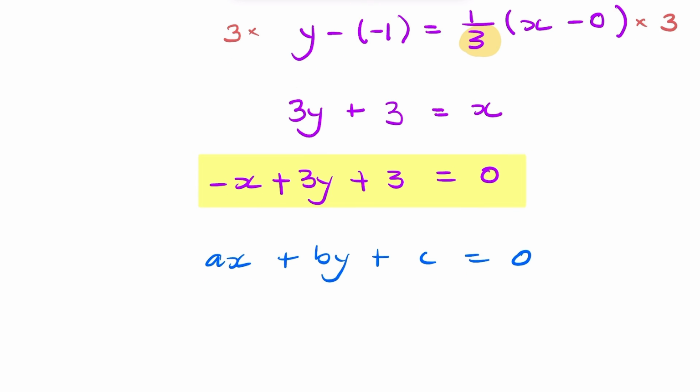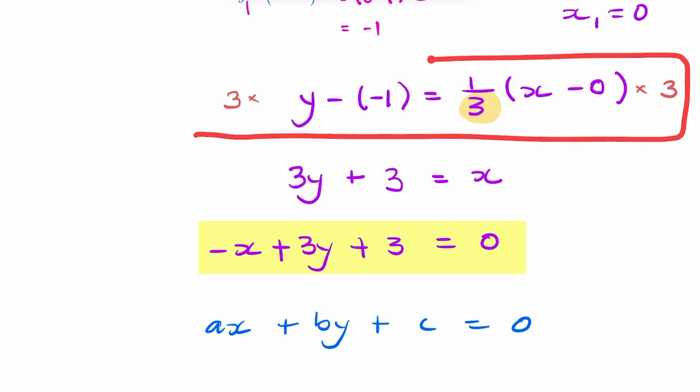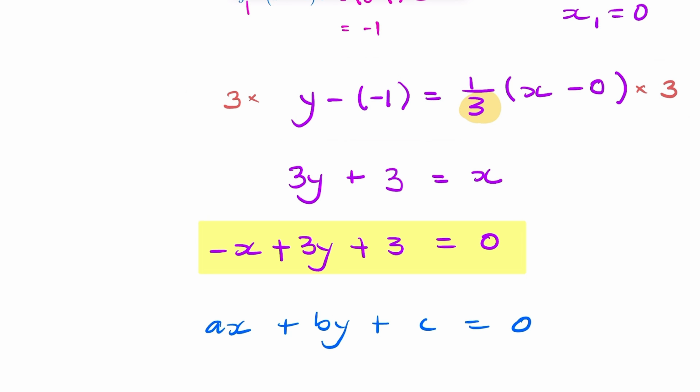So to do that, you need to get rid of this denominator. So if we hadn't done that, you would have ended up with 1 over 3 here, 1 here, and 1 here. And you would still need to multiply by 3. So the best time to multiply by 3 is here. So here we have the final answer for the equation for the normal.